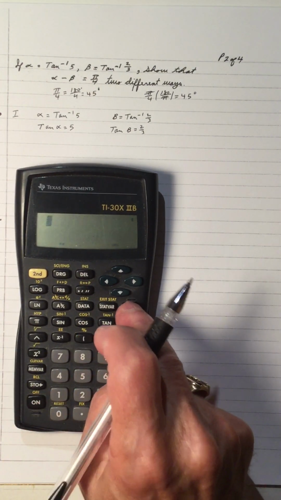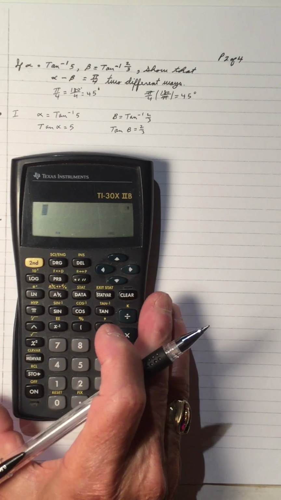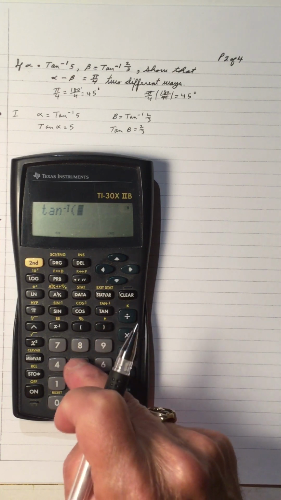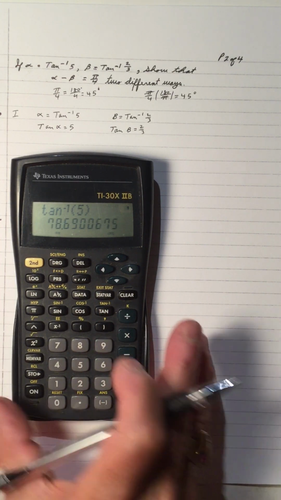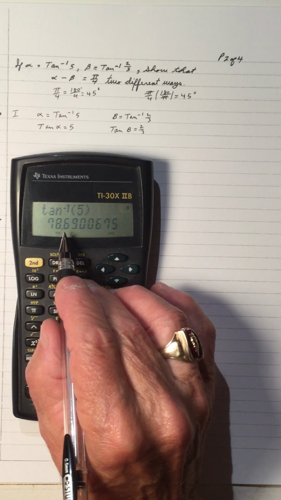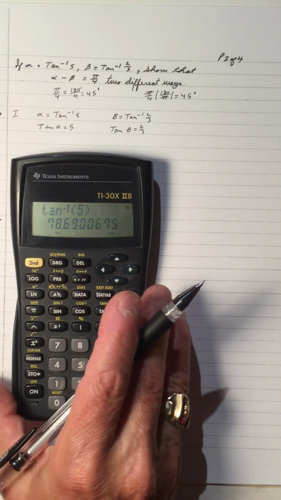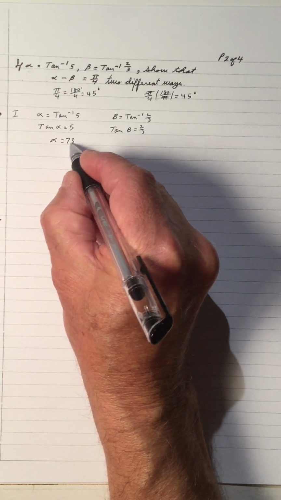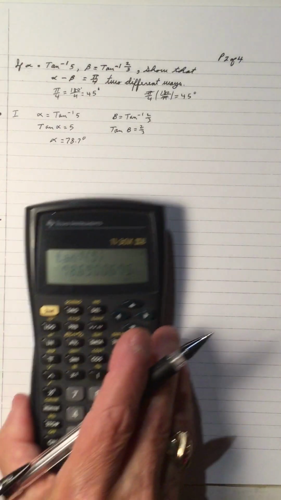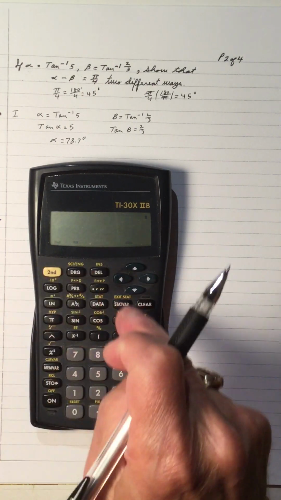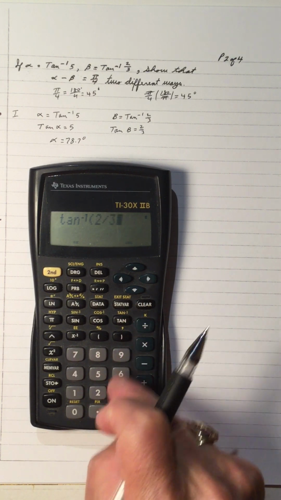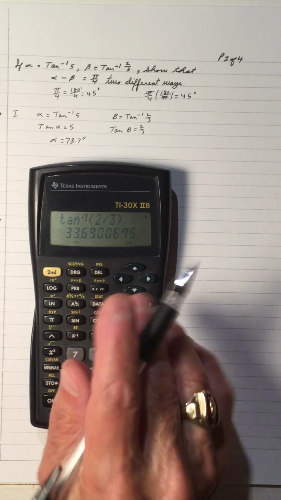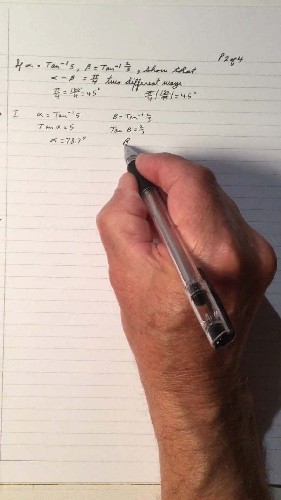Let's turn on the calculator, clear it. So let's do inverse tan of 5. And we get 78.7 to the nearest tenth. So alpha is 78.7 degrees. Now let's clear that, inverse tan of 2 divided by 3. And that gives us 33.7 to the nearest tenth. So beta is 33.7.